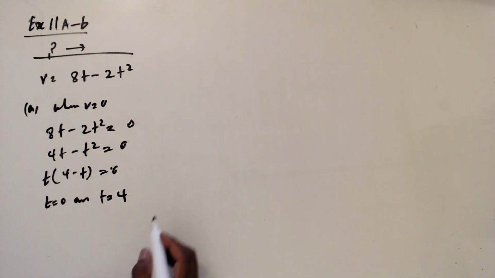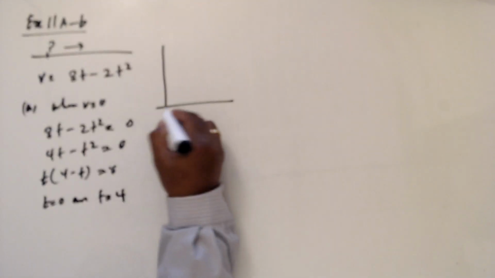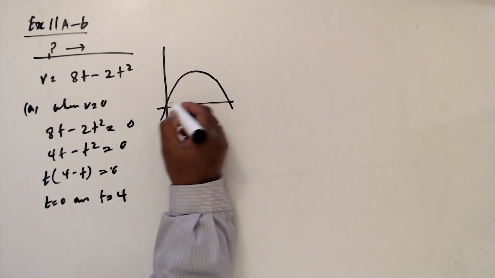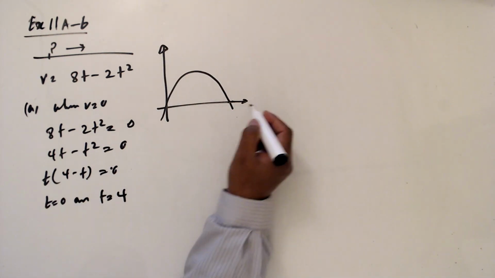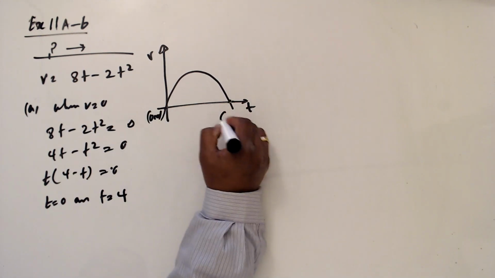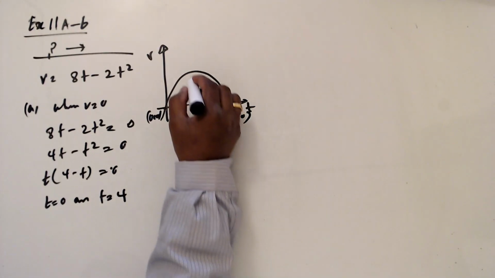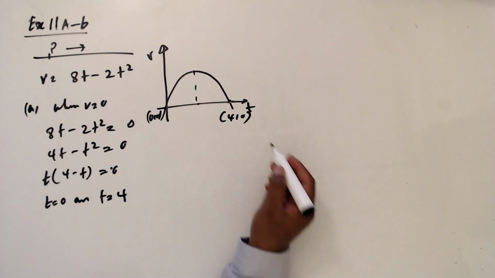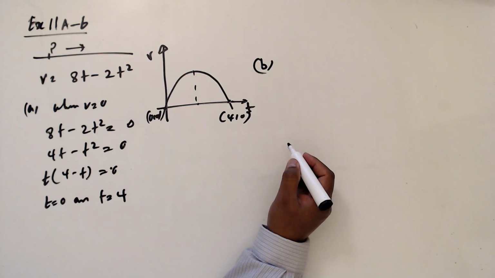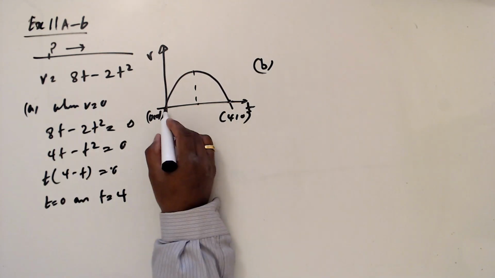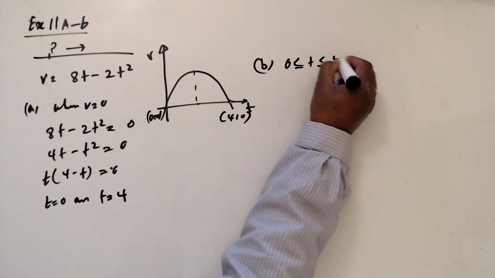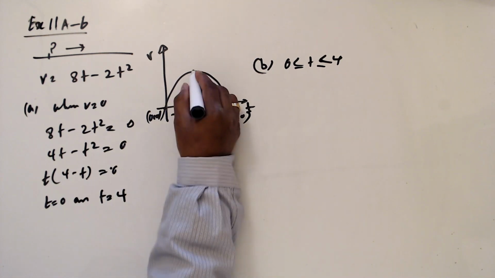Now we have the idea that this is something like this. This is v, t, this is 0, 0, and this is 4, 0. So the maximum will be somewhere here. Part B is the greatest speed of the particle during this 0 to 4. The interval is given 0 less than t less than 4. So during this interval, the highest speed.